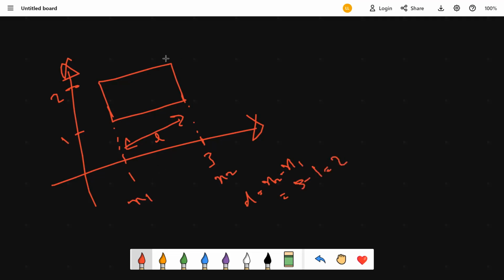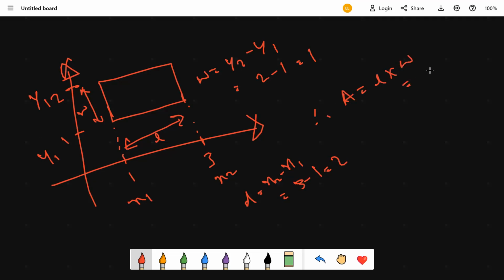Now see, similarly, our width is what? This is our width, and this also does not start from the origin value, I mean the 0 value of y. So we need to find the width here, and the y coordinates are y1 and y2. Similarly, W is y2 minus y1. That means this is actually 2 minus 1, which is 1. Therefore, our area is what? Length times width, which is 2 times 1 equals 2. So that's our area here.